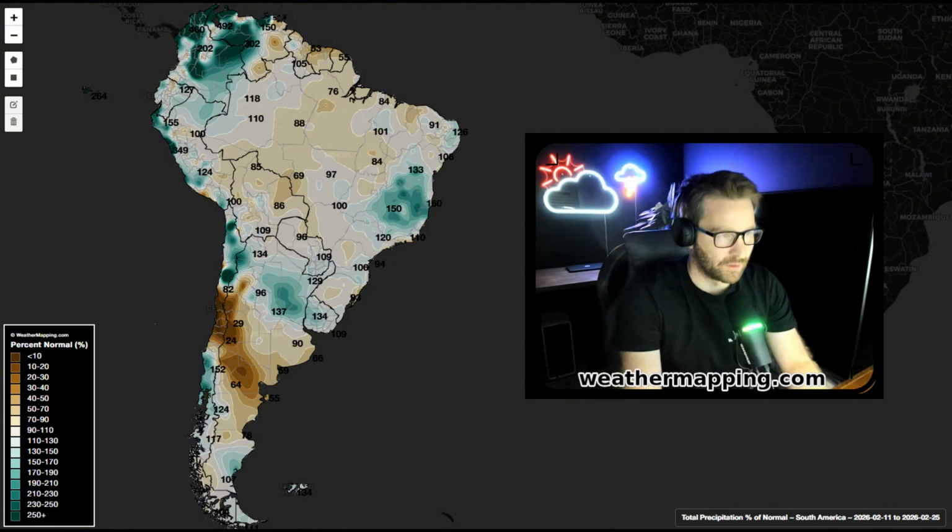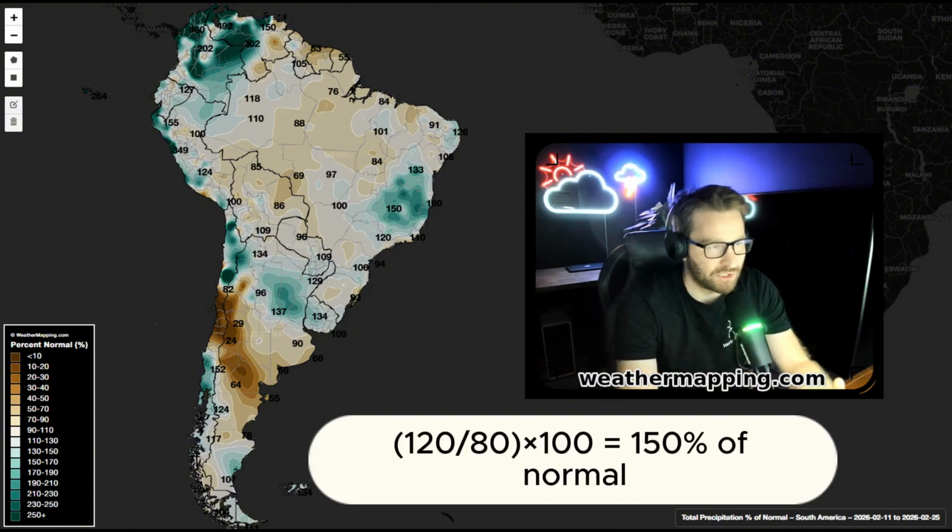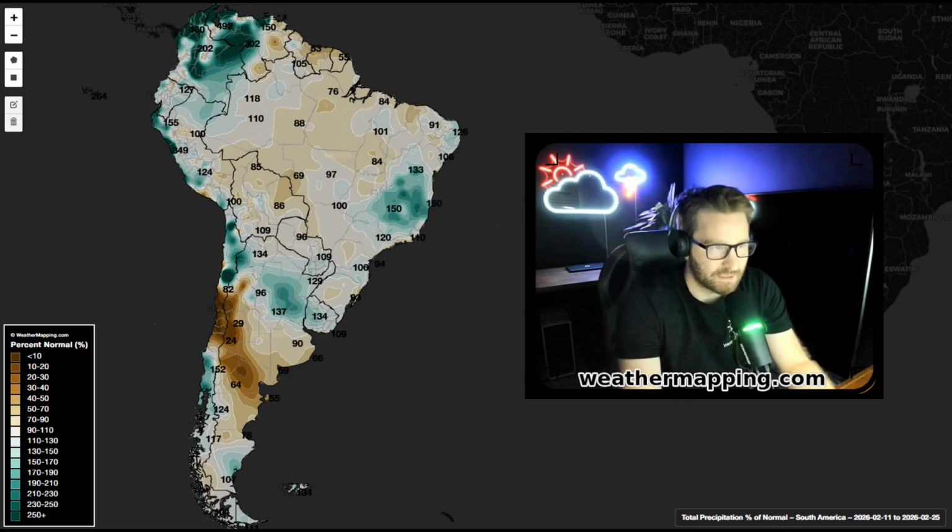So let's give a real world example. If a location normally gets 80 millimeters in a 15-day window and the forecast is 120, that's 120 divided by 80 multiplied by 100, which is 150% of normal. If it's forecasted to get 40 millimeters instead, that's 50% of normal.